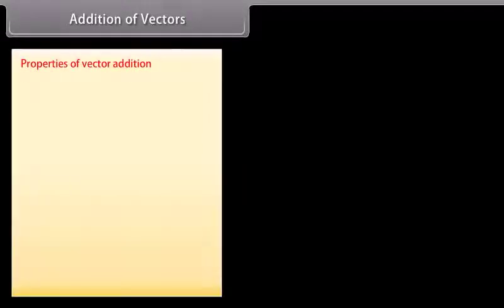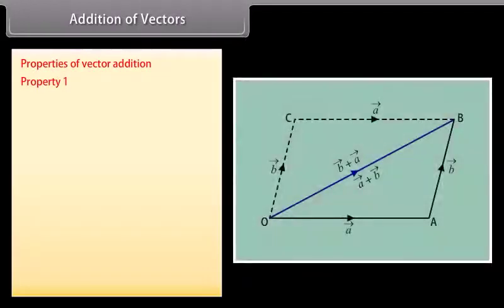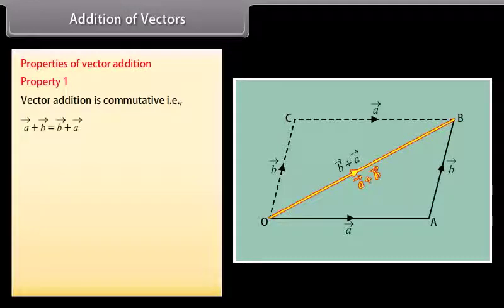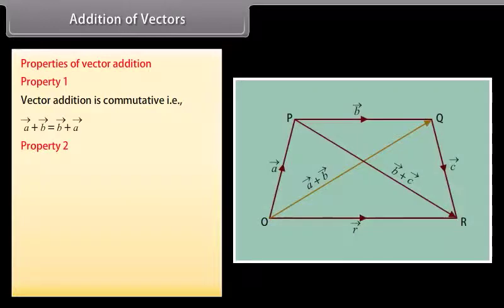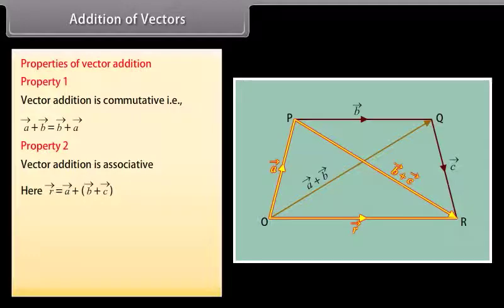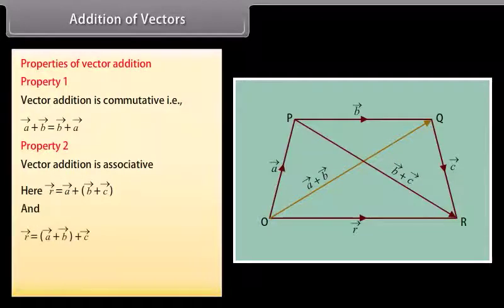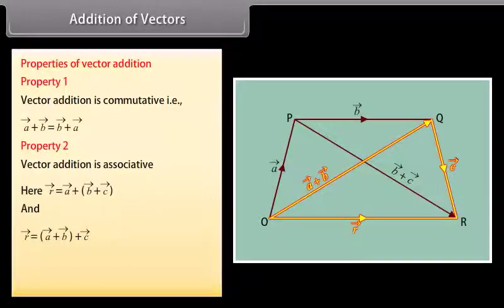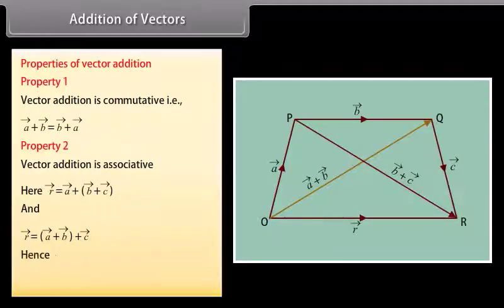Addition of vectors. Properties of vector addition. Property 1. Vector addition is commutative. That is, vector A plus vector B equals vector B plus vector A. Property 2. Vector addition is associative. Here, vector R is equal to (vector A plus vector B) plus vector C, and vector R is also equal to vector A plus (vector B plus vector C). Hence, (vector A plus vector B) plus vector C is equal to vector A plus (vector B plus vector C).